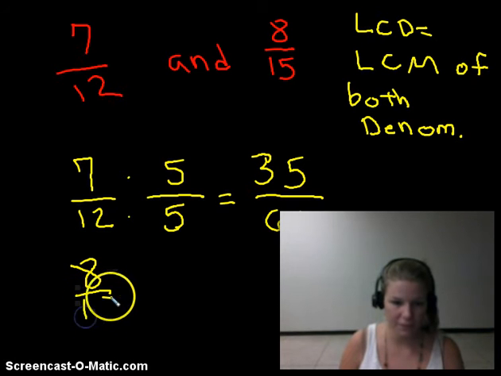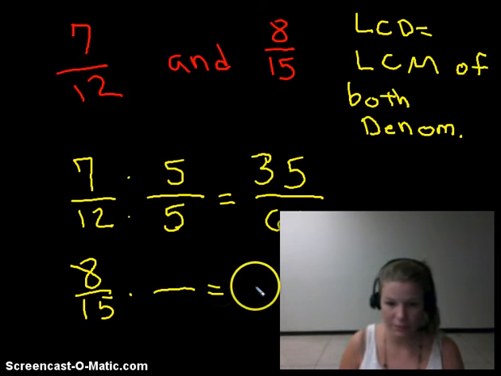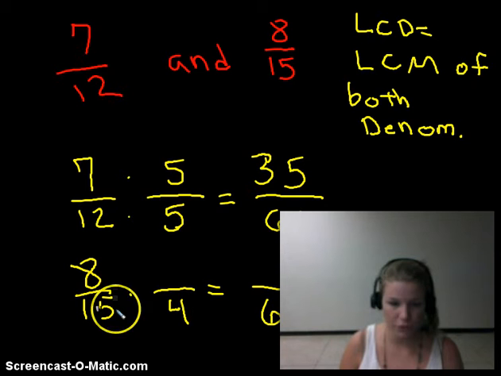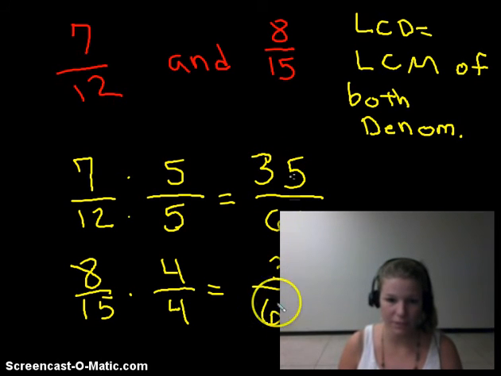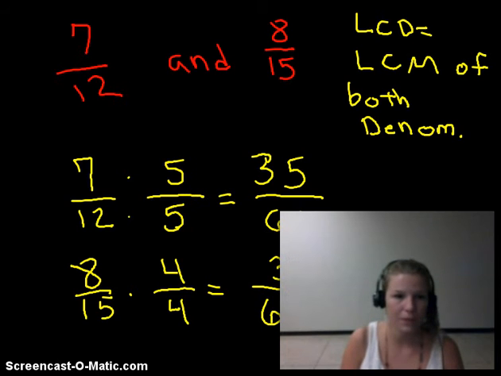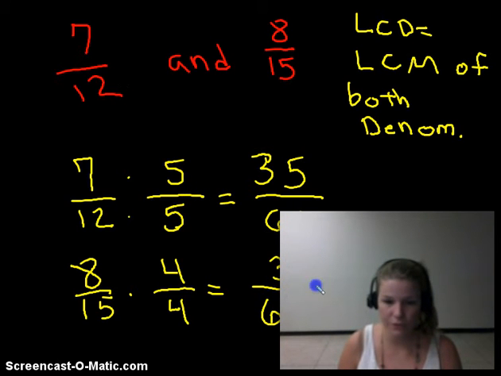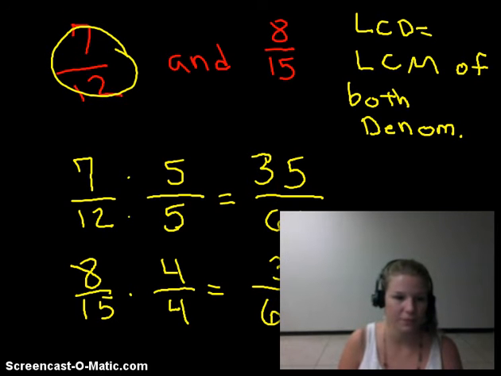Next one, we turn our other fraction into 60ths. So 8/15. Well, something times something over something is going to equal something with the denominator of 60. Well, I know 15 times 4 makes 60, and what you do to the bottom, you have to do to the top to keep the fraction the same. So I do 8 times 4, which is 32. Now we can say easily, they're very close fractions, but we see that 7/12 is the bigger fraction.